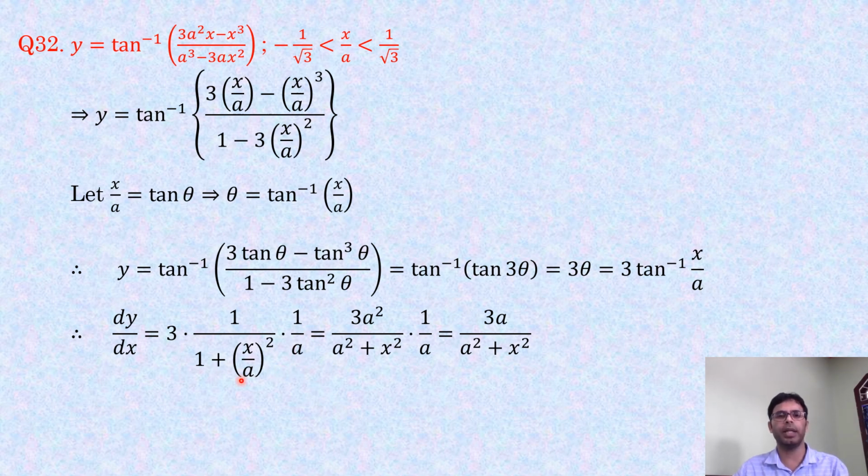And taking LCM here, a square is LCM, will go to the numerator, so it will be 3a square over a square plus x square into 1 by a, so this a is cancelled, 3a by a square plus x square, and that is the solution for the question.